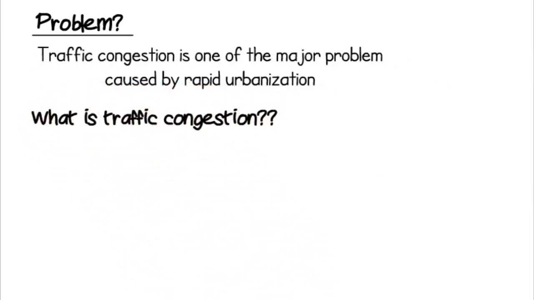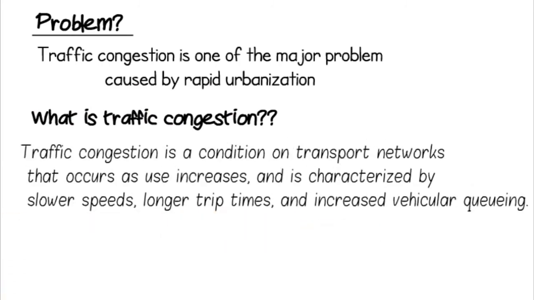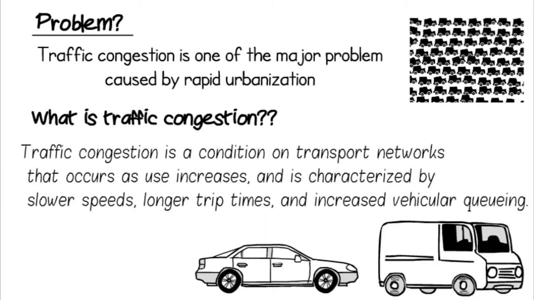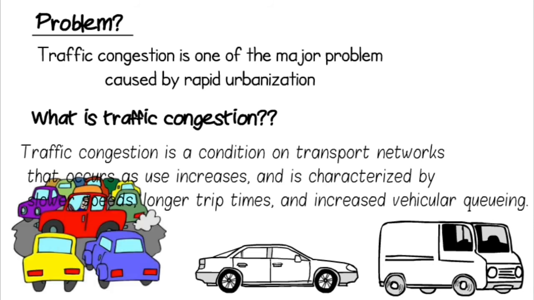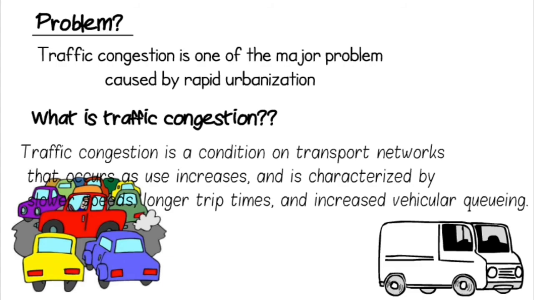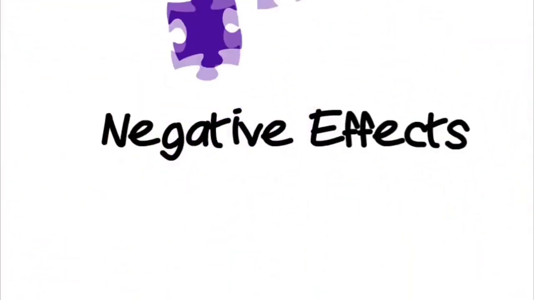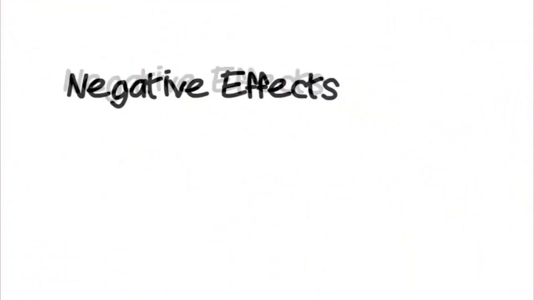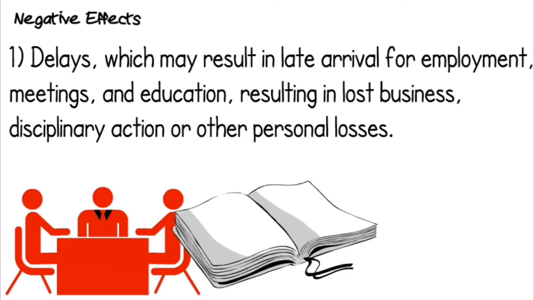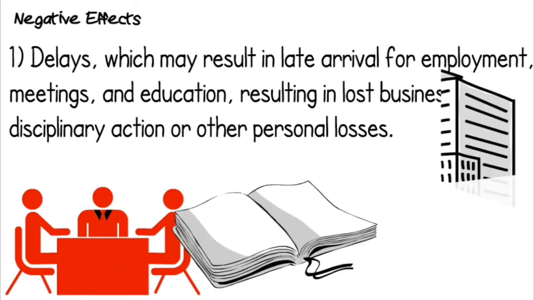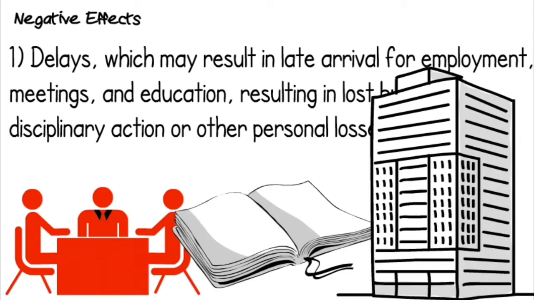What is traffic congestion? Traffic congestion is a condition on transport networks that occurs as use increases, and is characterized by slower speeds, longer trip times, and increased vehicular queuing. What are the negative effects? Delays, which may result in late arrival for employment, meetings, and education, resulting in lost business, disciplinary action, or other personal losses.